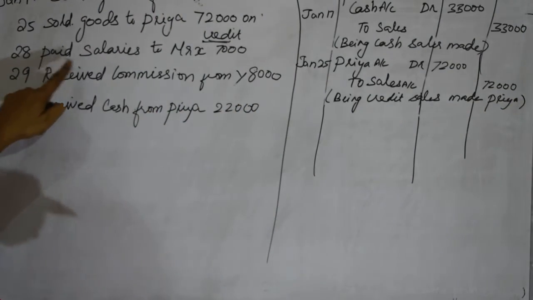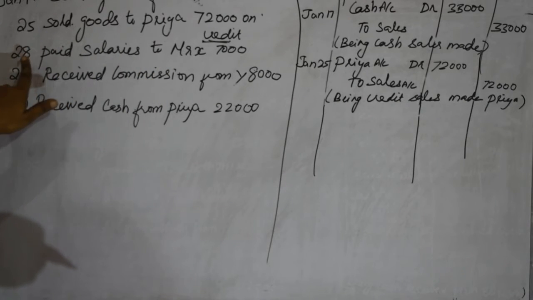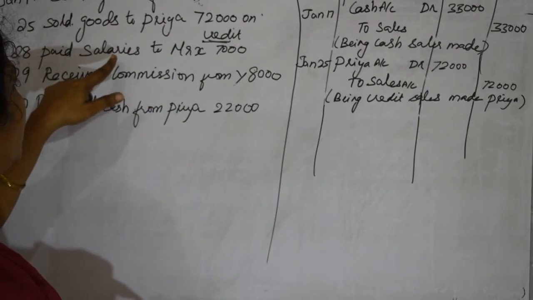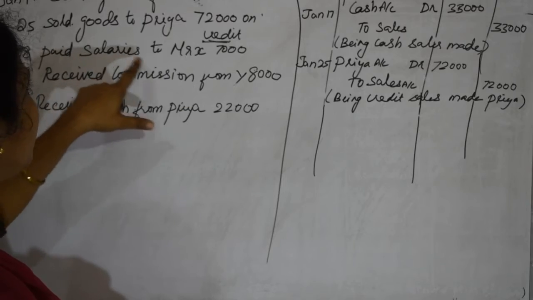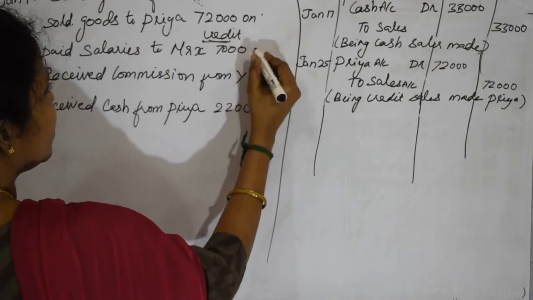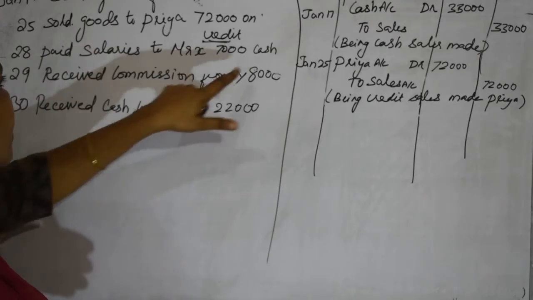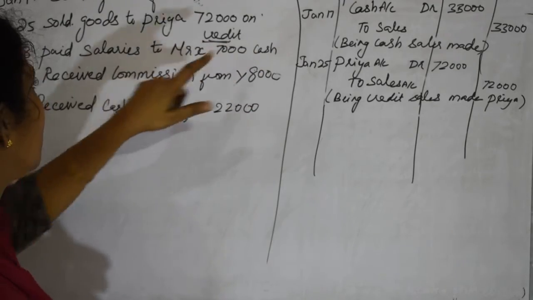On Jan 20th, paid salaries to Mr. X. So we are paying the salaries to X. He is receiving the salary. So who is the receiver? X. This one is cash, 7,000 by cash. So two accounts are affected, that is salaries and the cash account.